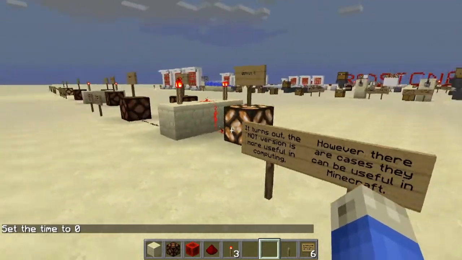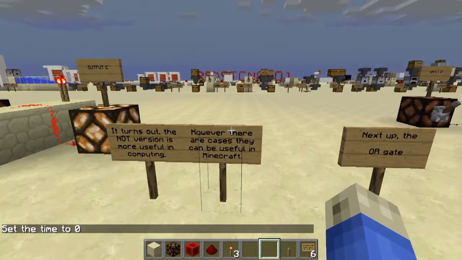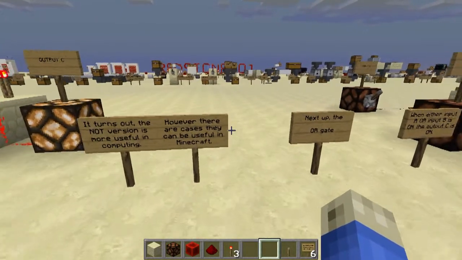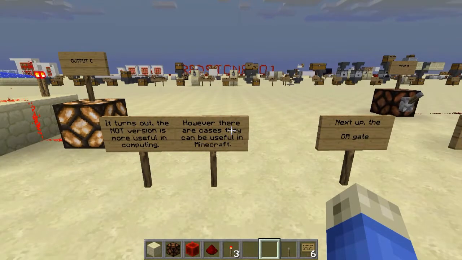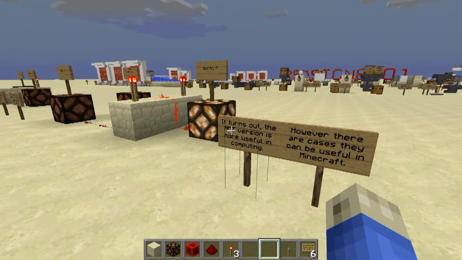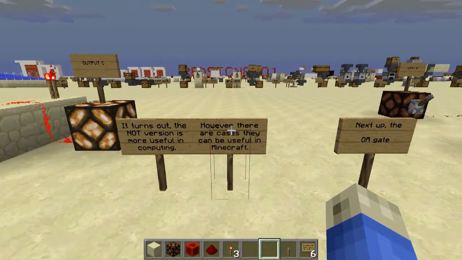Okay, so that can actually be pretty useful, depending on what you want to have happen, of course. It turns out that the NOT version is more useful in computers, computing and large arrays of logic, but most people will use the AND version for simple circuits around their homes in Minecraft.